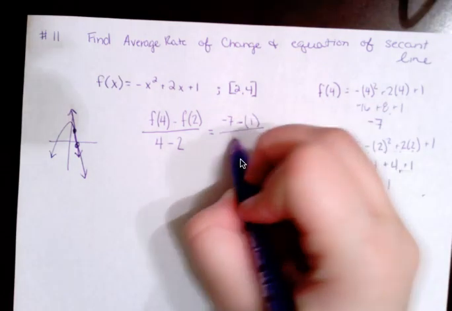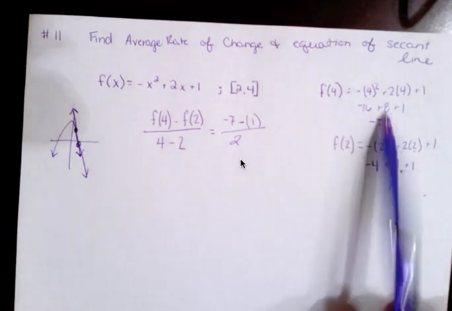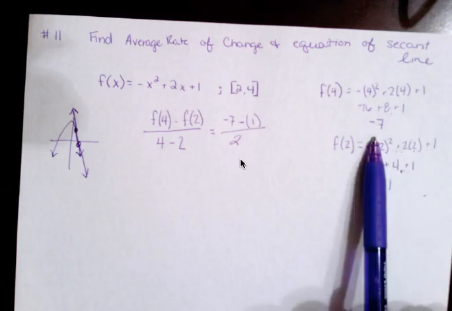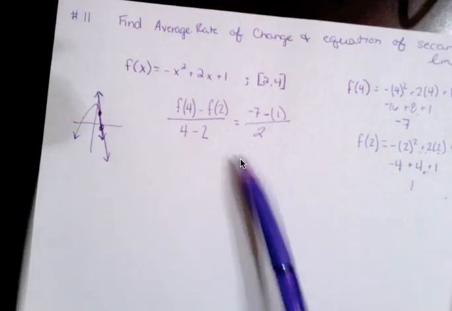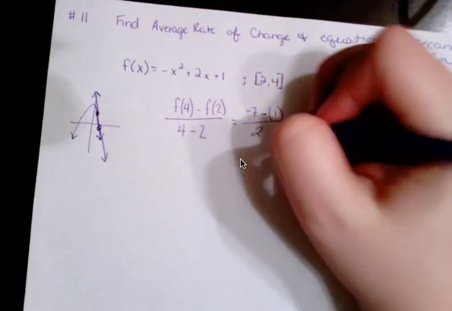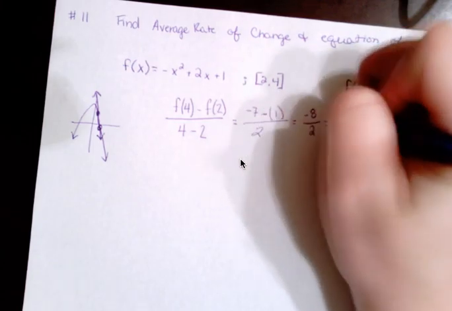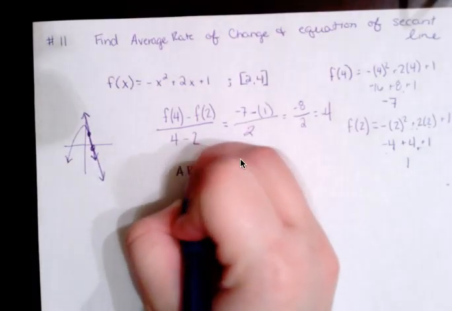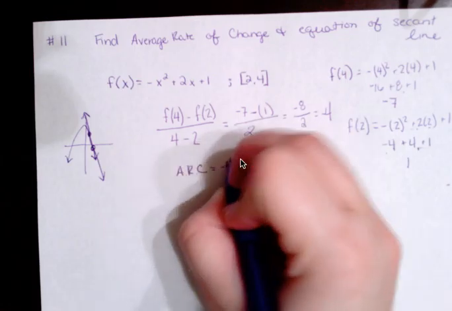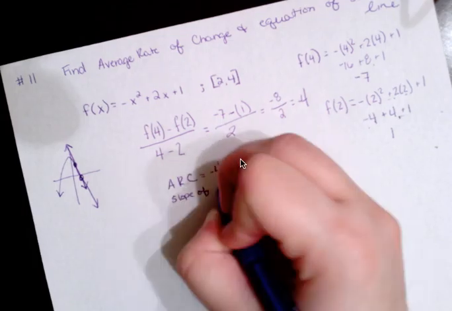And then all of that's going to be divided by 2. Okay? So, again, negative 16 plus 8 is negative 8, plus 1 is negative 7. Negative 4 plus 4 is 0, plus 1 is 1. So then I get negative 7 minus 1, which is equal to negative 8, divided by 2, which is equal to negative 4. So that would mean my average rate of change is equal to negative 4. And remember, the average rate of change is the slope of your secant line.